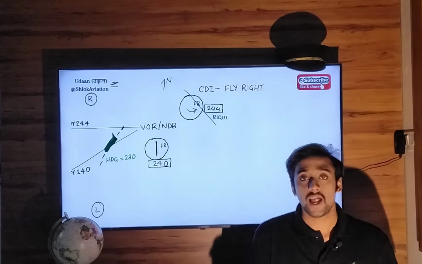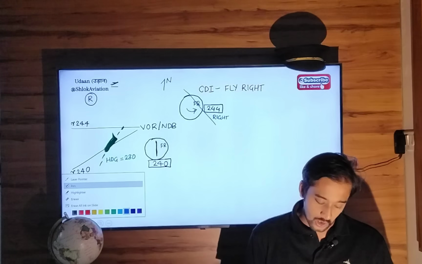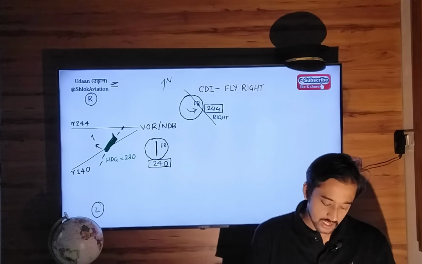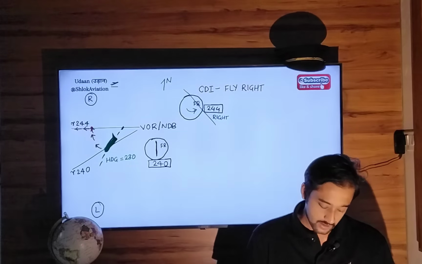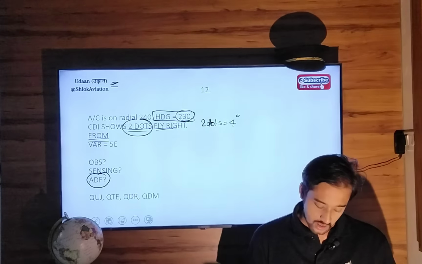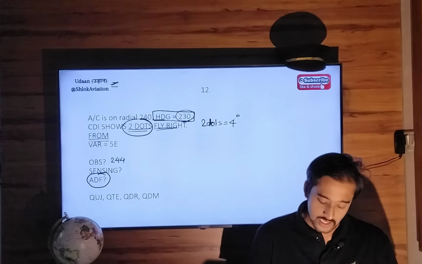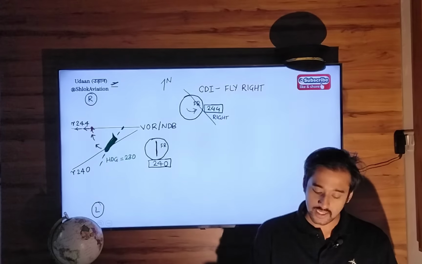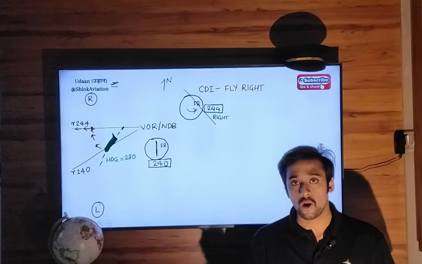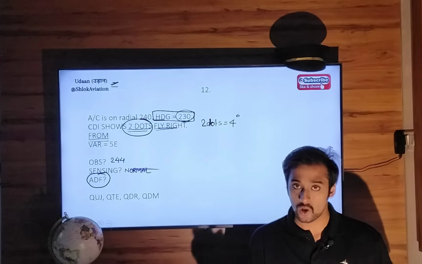You fly right to intercept that radial 244. So you will follow the CDI needle, make a right turn, intercept radial 244 and then fly outbound. So what is the OBS setting put by the pilot? Answer is 244. Sensing is normal sensing. You are going outbound and the OBS settings that you have put are also for the outbound radial. So that is a perfect match. So your sensing is normal.